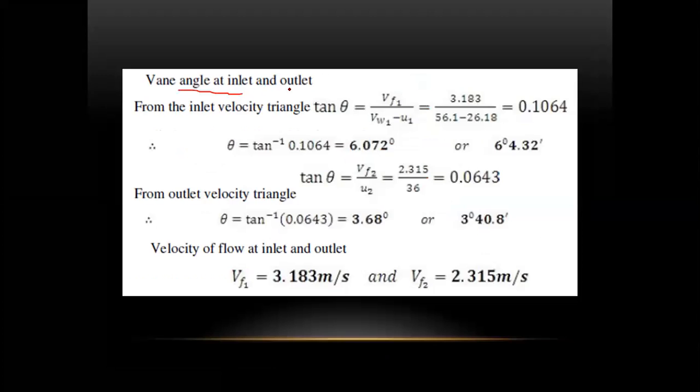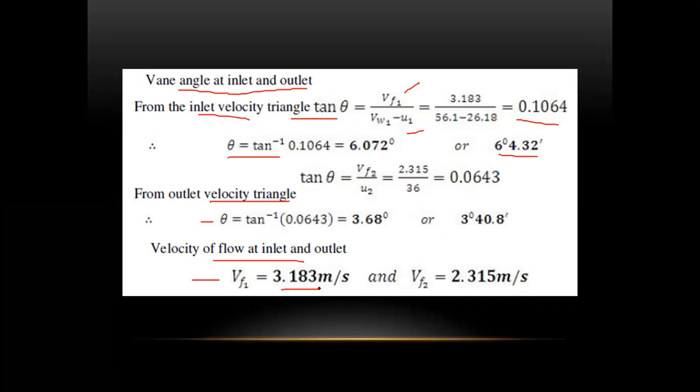Now the vane angle at the inlet and the outlet. From the inlet velocity triangle, tan theta is equal to 0.1064. Now theta is equal to tan inverse of this one. Therefore, the theta value we are getting is 0.0643. Now taking the outlet velocity triangle, theta is equal to tan inverse of so and so. We are getting the value as 3 degrees 40.8 minutes. Now the velocity of flow at the inlet and outlet: Vf1 is equal to 3.183 and Vf2 is equal to 2.31.